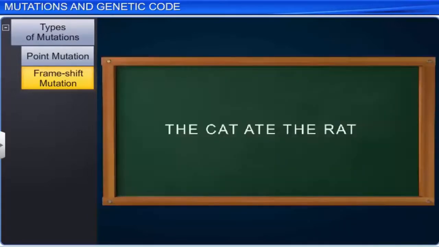For instance, in our example, if we insert two letters R and K, it will change the reading frame, and hence the altered statement will read, "The cat ate her at." Whereas, if we delete the two letters, that is one C and one A, from the original statement, the altered statement will read, "The tat eth era t."